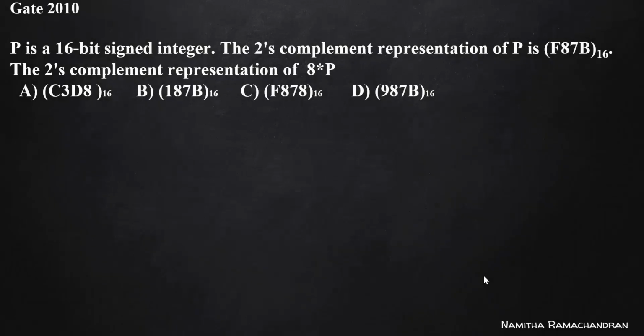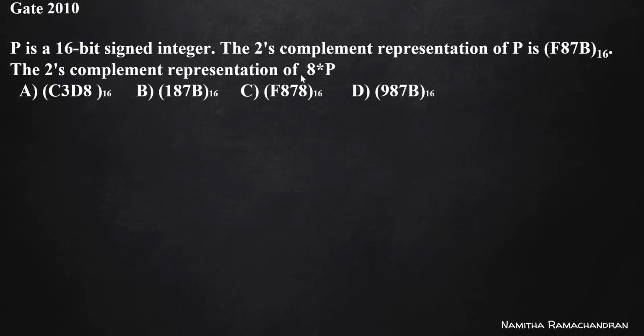Okay. So next question, given a number P. P is a 16-bit signed integer. The 2's complement representation of P is given in hexadecimal form. P is a signed number. Here we are following the 2's complement system of representation. So the 2's complement form of P is represented here using its hexadecimal equivalent.